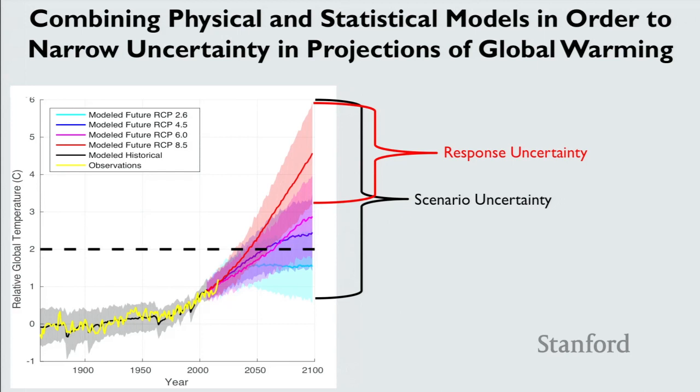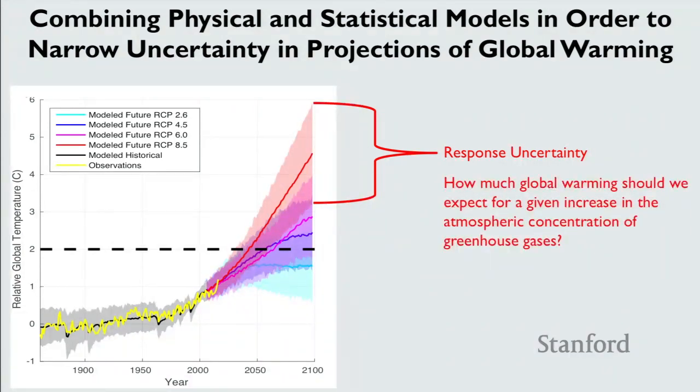And that is basically trying to answer the question, how much global warming should we expect for a given increase in atmospheric concentrations of greenhouse gases? So if you zoom in on any one of these scenarios, each individual color fixes the trajectory of increase in greenhouse gas concentrations. And then the spread about that shows you different model calculations for how much warming we should get when that trajectory of increase in greenhouse gases is held constant. And so there's still a lot of response uncertainty.